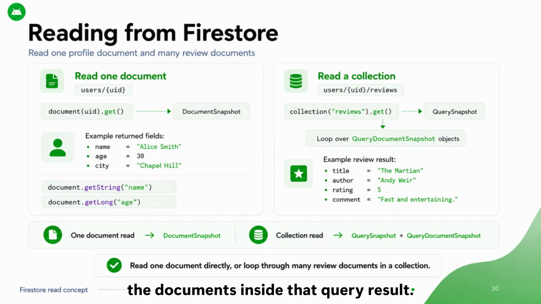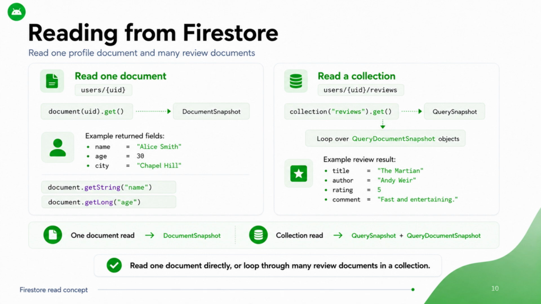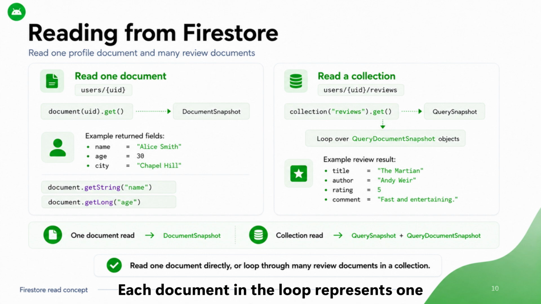Then we loop through the documents inside that query result. Each document in the loop represents one review. So the key distinction is this: one document read gives us a document snapshot, a collection read gives us a query snapshot, and then we loop through the returned documents.